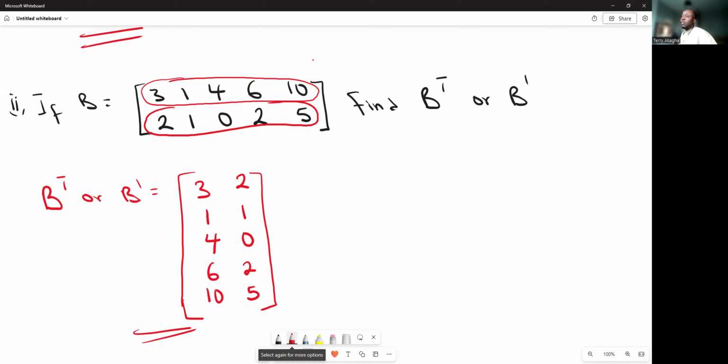In the next video, I'm going to go straight to talk about the determinant of a square matrix. How do we solve this? We're going to talk about it in the next video.